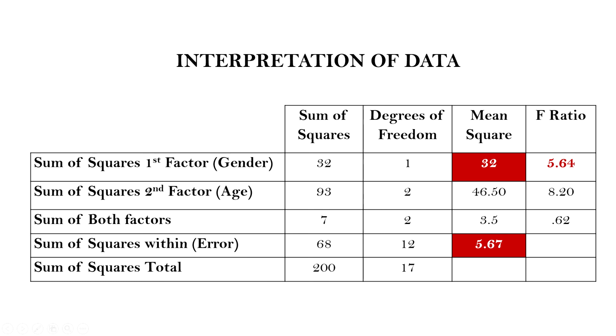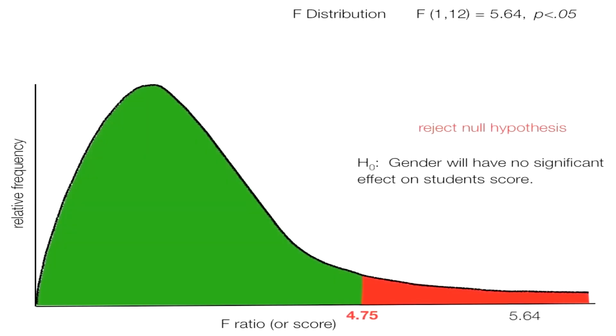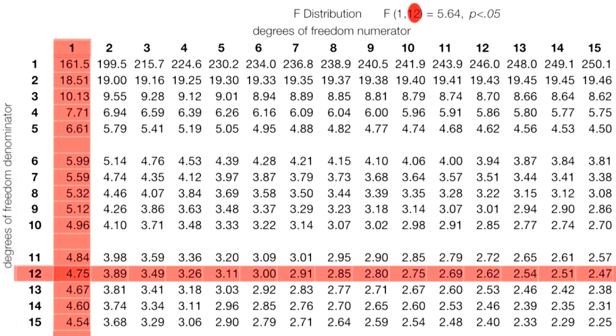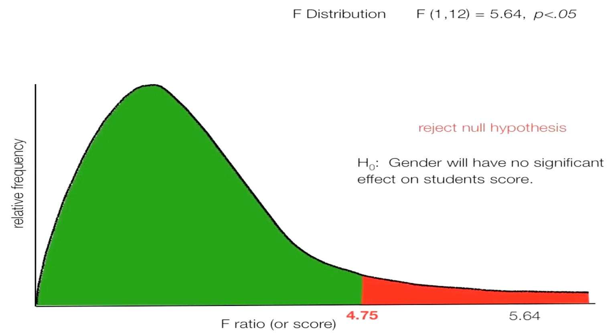Okay, so for the result of the first factor, we have the critical value of 4.5, which, as you can see, is skewed. We compare the value of 4.5 with the F ratio of 5.64 and look at the table. Remember, we have degrees of freedom of the denominator. We have the values of 1 and 12. Now, as you can see, the F ratio of 5.64 exceeds 4.5, so we reject the first null hypothesis, and our alternative hypothesis is that gender does have a significant effect on student score.